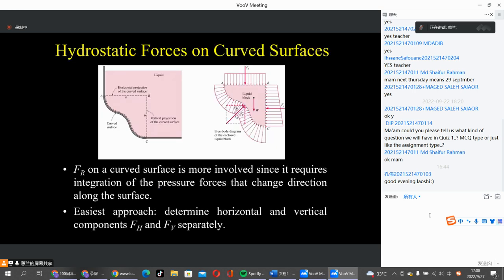So this is what we learned last Thursday. Here you can see it clearly. This is the fluid volume, the liquid block. We isolated this liquid block. This is the curved surface and the vertical projection of the curved surface. This is the horizontal projection of the curved surface. We isolated the liquid block with the horizontal and vertical projections and the curved surface, and then drew the FBD: the uniform pressure loading, the trapezoidal pressure loading, and the pressure loading on the curved surface.